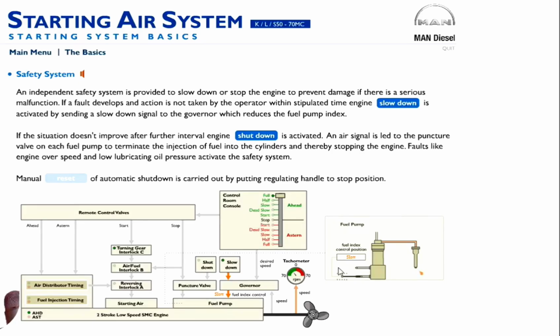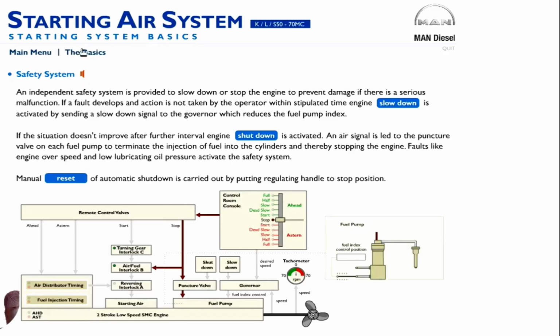And also if there is a situation in which the system doesn't approve further working of the engine, it will activate shutdown. Let's press shutdown to see which directly interacts on the puncture valve and the fuel pumps, and then the engine is stopped. So we need to reset. We make a manual reset. So air fuel interlock B, puncture valve and fuel pump, so we can start our engine again. If we do not make the reset, it's probable that our engine will not start.